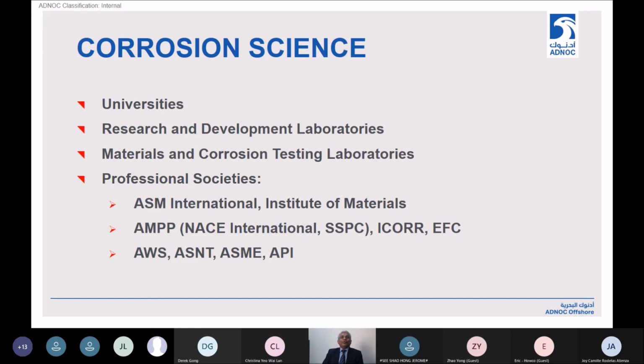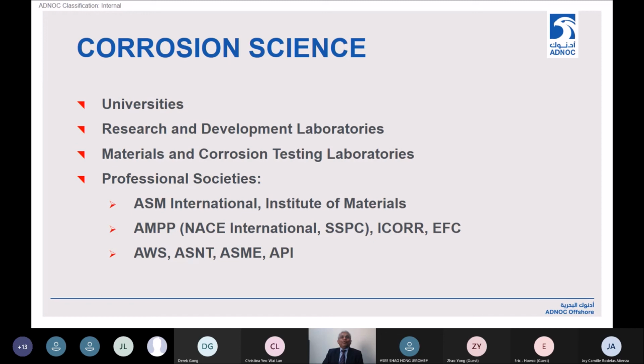We as ADNOC and other oil companies that I've been in service with before, we collaborate closely with universities, provide internships to support students. We also provide support to research and development efforts, whether it be joint industry projects or research and development laboratories, where we pass our problems and get them solved. So we are willing to collaborate.